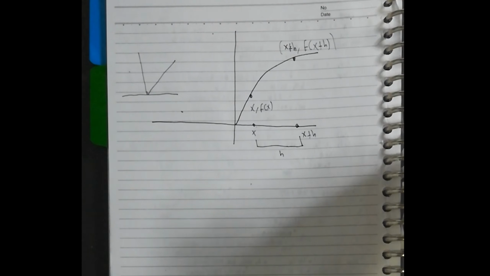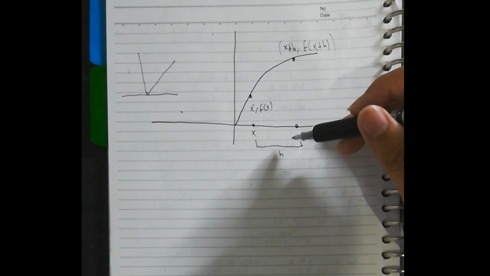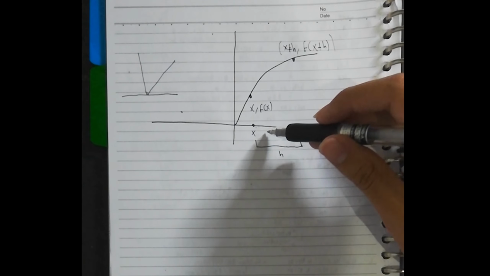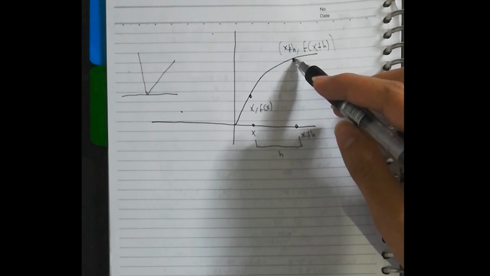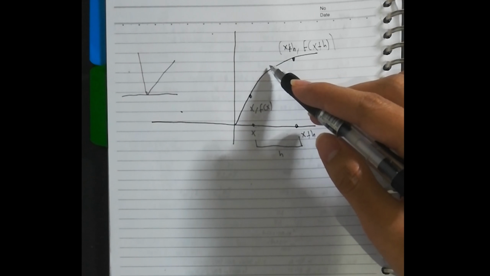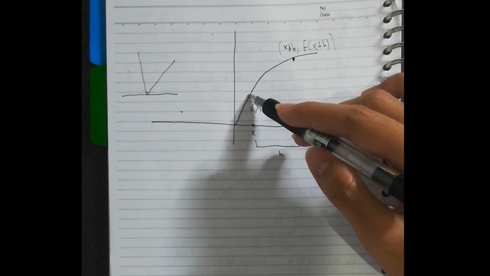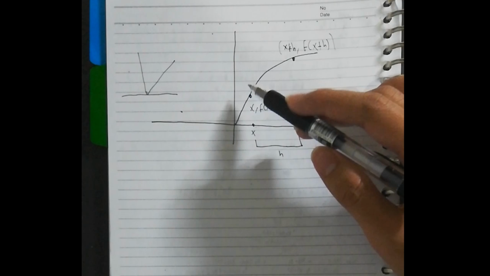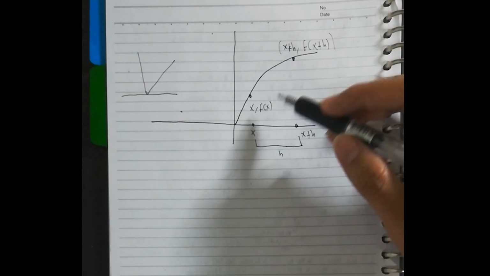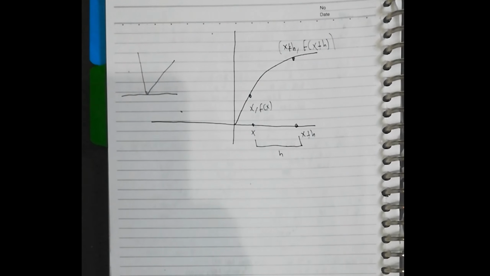So what does that mean? It means that the distance will become smaller and smaller because this point will move down the curve, from this point to this point, until they are on top of each other and the distance becomes 0. That is the use of the limit.